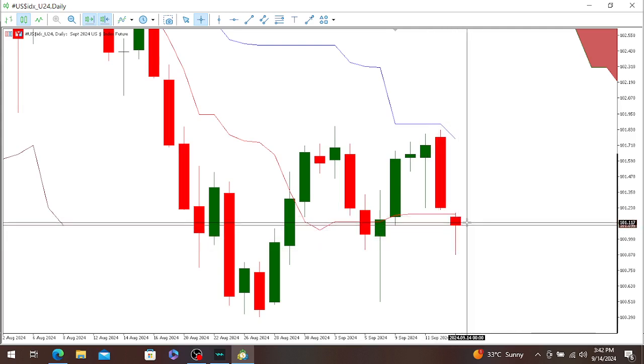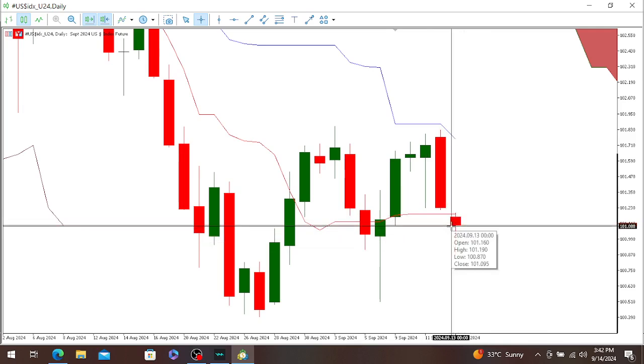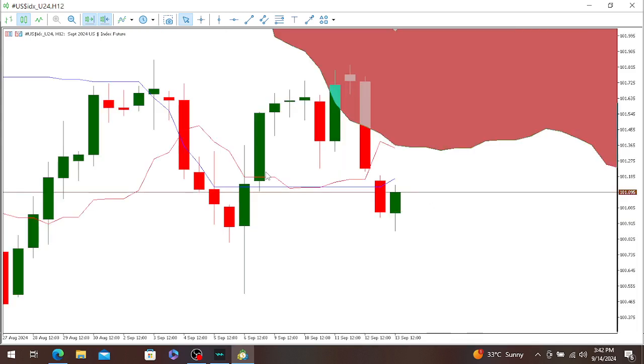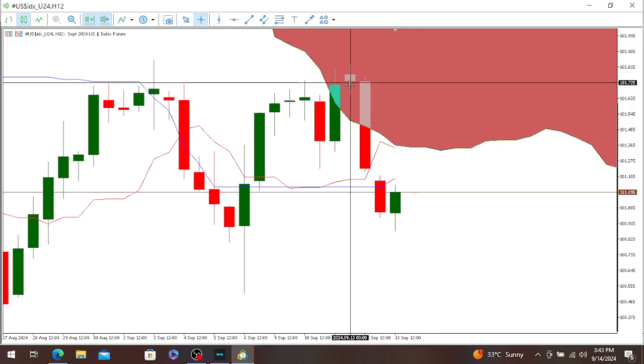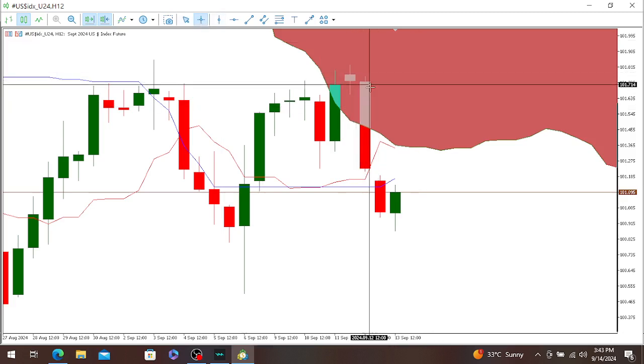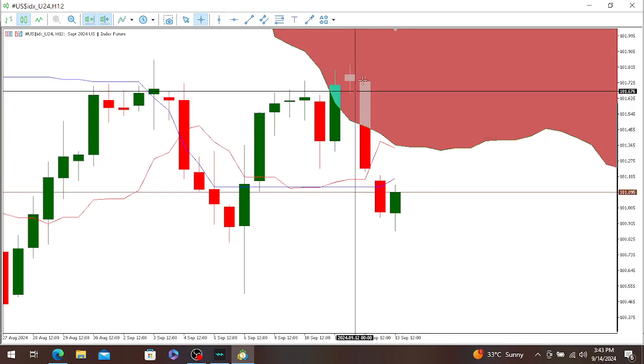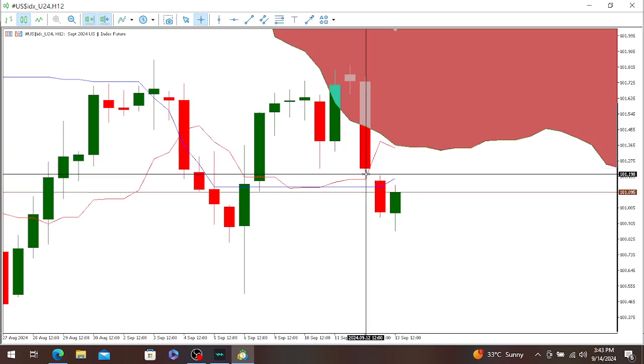So what we will do is try and get a clearer picture of this on the 12-hour time frame. On the 12-hour time frame, we can see price was bearish on Thursday. This is the first 12-hour, and then this will be the second 12-hour. This strong bearish push to the downside.